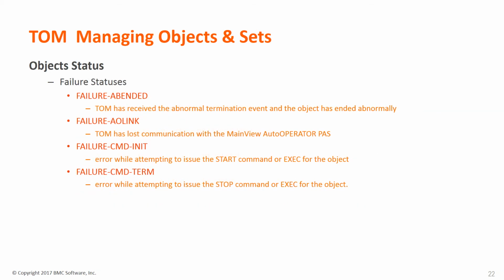Common failure statuses include failure appended, which means that Tom saw the abnormal termination event for an object and it came down. If you see failure AO link, that means that Tom is not able to communicate with the MainView AutoOPERATOR address space. Failure command init means that we're having a problem with the start command or the exec related to the start command. And failure command term indicates the same thing for a stop command or the exec related to the stop command.